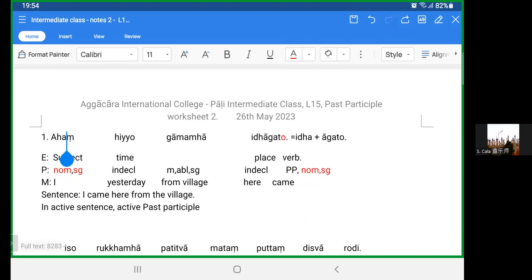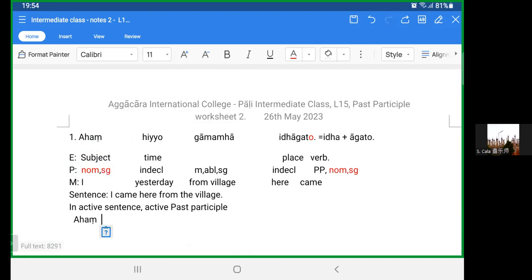Aham agato, right? So this sentence, if you make it very simple, if you summarize it, let's make it a very simple version, all right? You will just have this one, aham agato. And this is a complete sentence because last time I told you all how to do the past participle. So in this case, you can translate in three ways, all right? I have come, okay? I came, past participle, or I had come, all right? So you can translate in three ways.